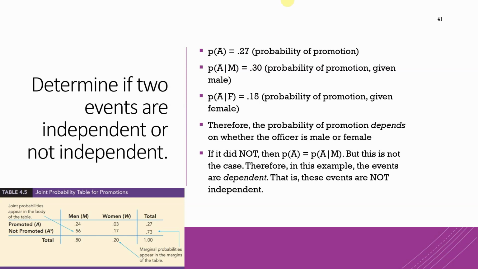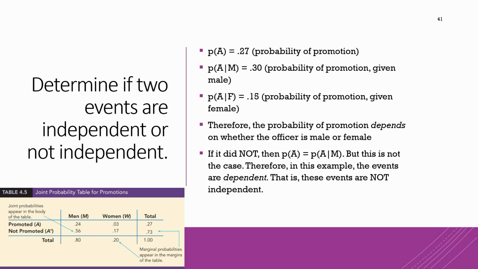Let's go off of our example with officers getting promoted or not, and whether they are men or women. We know that the probability of promotion is equal to 0.27, for men or women, doesn't matter. We also calculated the conditional probability: the probability of promotion given an officer is male or female is 0.30 and 0.15 respectively. So the fact that the probability of promotion changes, depending on something else, tells us that these events are not independent, excuse me, they are dependent.